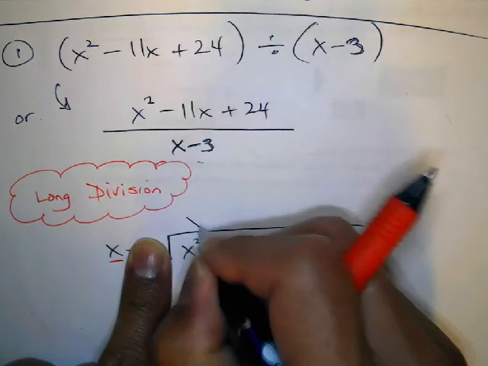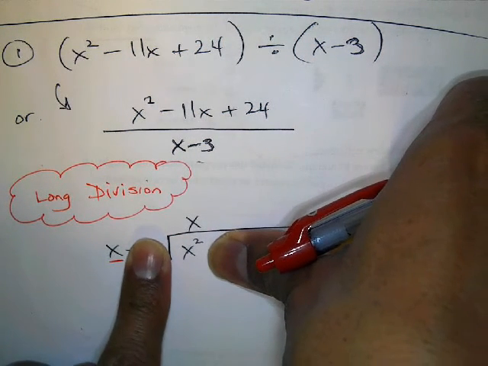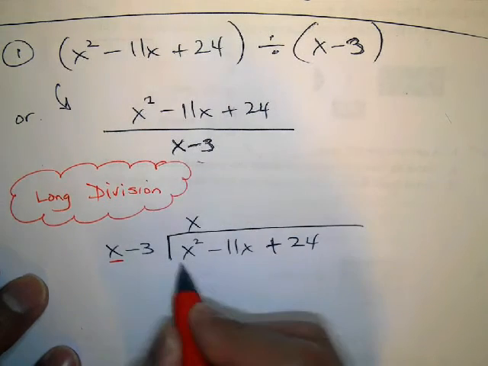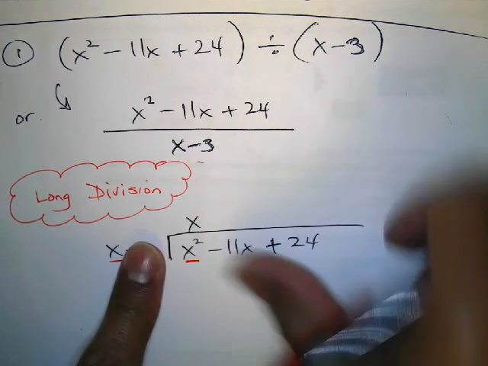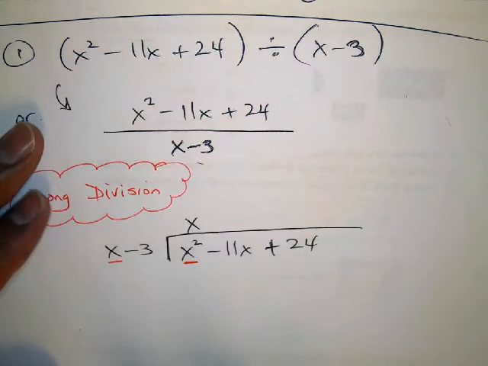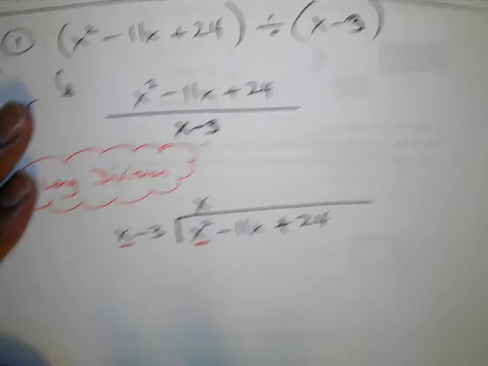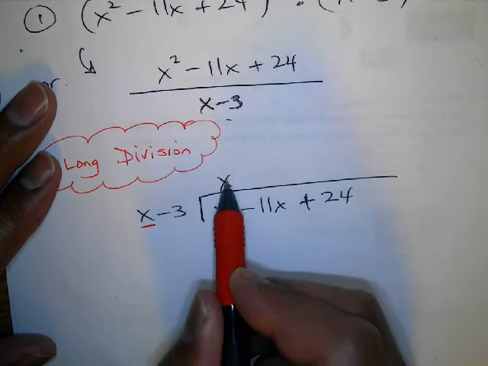Divide. What do I need to multiply to this x to give you that x squared? Well, that's just x, right? You guys agree? X times x is x squared. You just look at the first one here and the first one here. You gotta be able to just ignore everything else.